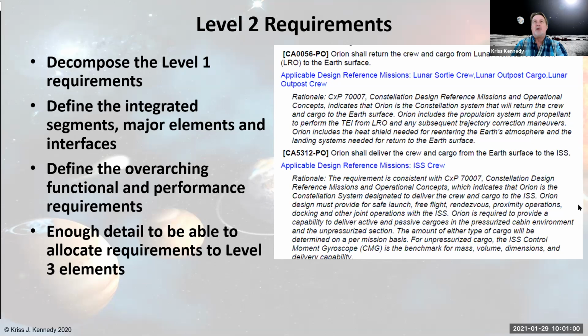So as an example, here's one: Orion shall return the crew and cargo from lunar rendezvous orbit to Earth's surface. And then here's the applicable design reference mission that is a part of this, which is your concept of operation and the rationale behind that.